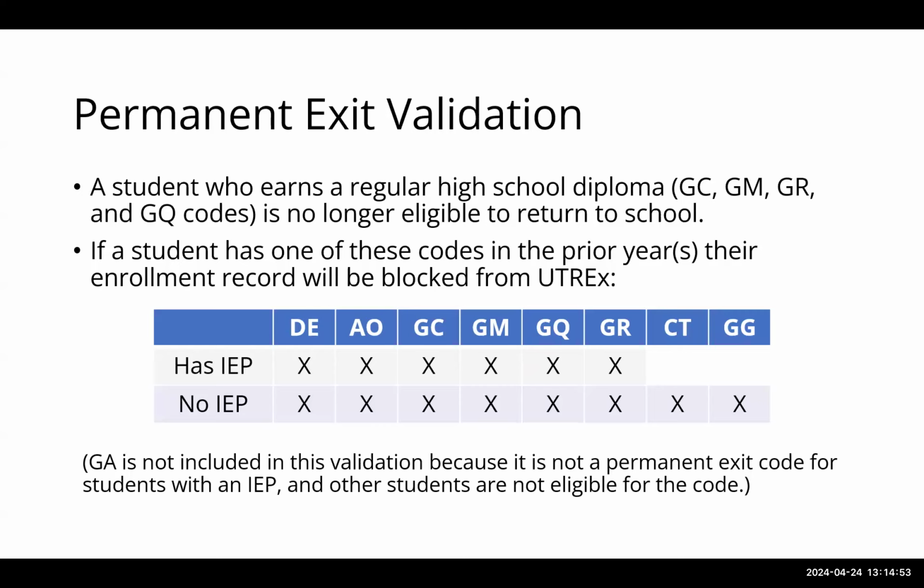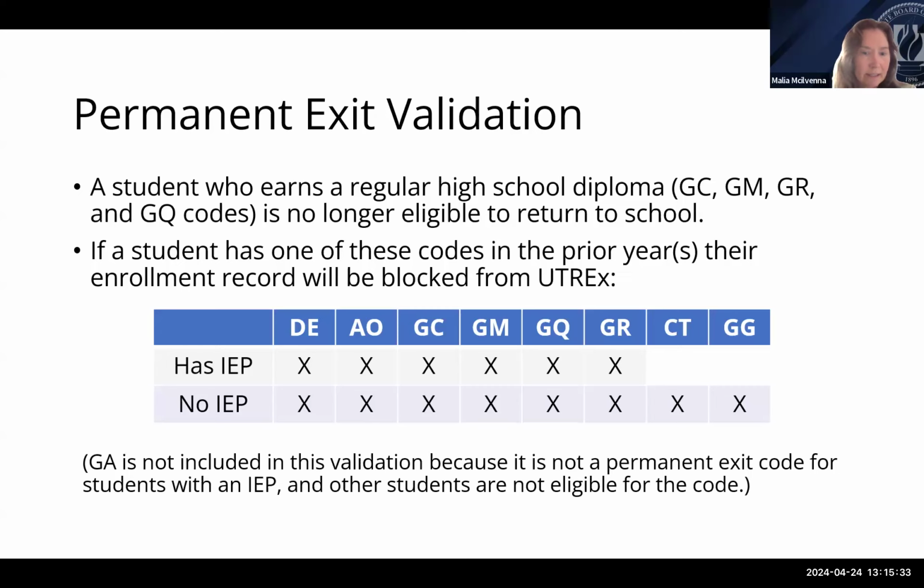Okay. Thank you. So, graduation statuses, why it matters, some of the reasons to have it accurate at year end. So first of all, in special education rules as well as board rules, it clearly states that a student who earns a regular high school diploma, that's the GC, GM, GR, and GQ codes, is no longer eligible to return to school. So when you enter that code, it suggests that the student actually did earn that diploma, and so it's kind of weird when we see those codes get changed to a retained senior.